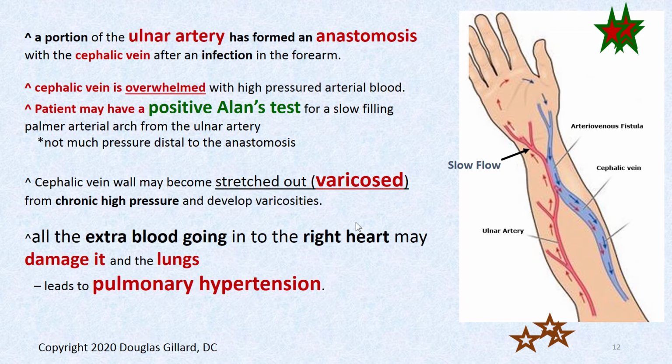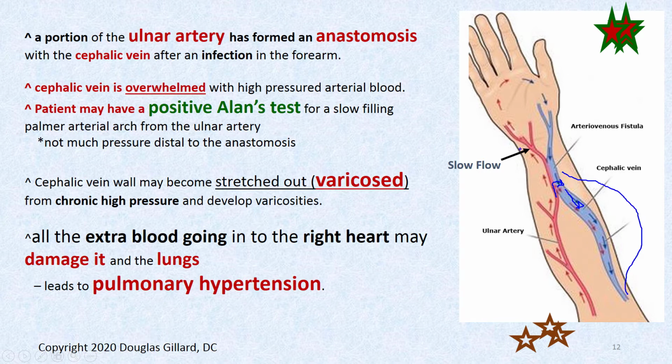So here's an example of an anastomosis between the cephalic vein and, we'll use the ulnar artery here, from a patient who had an infection of some kind, and it got into the blood vessels and they fused together. And so now the arterial blood is dumping into here, and it's really high pressure, plus it's too much volume. It's not designed to take that much pressure or volume. And so the cephalic vein can get really, really ugly looking.